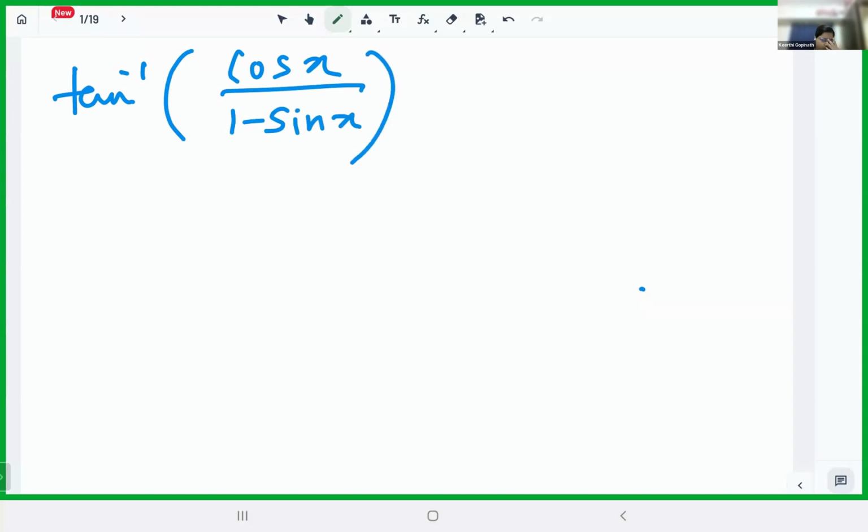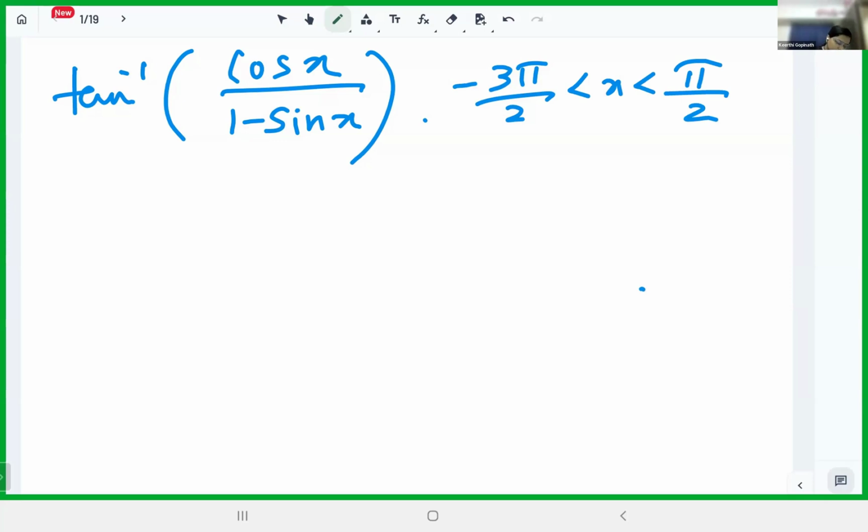There is one more problem to find out the simplest form, similar to the problems that we did earlier. That is tan inverse of cos x by 1 minus sin x. This is in your examples. This is not an exercise question, this is an example question. Tan inverse of cos x by 1 minus sin x, where minus 3 pi by 2 is less than x less than pi by 2. This is the domain of that particular function. We have to find out the simplest form of this particular problem.